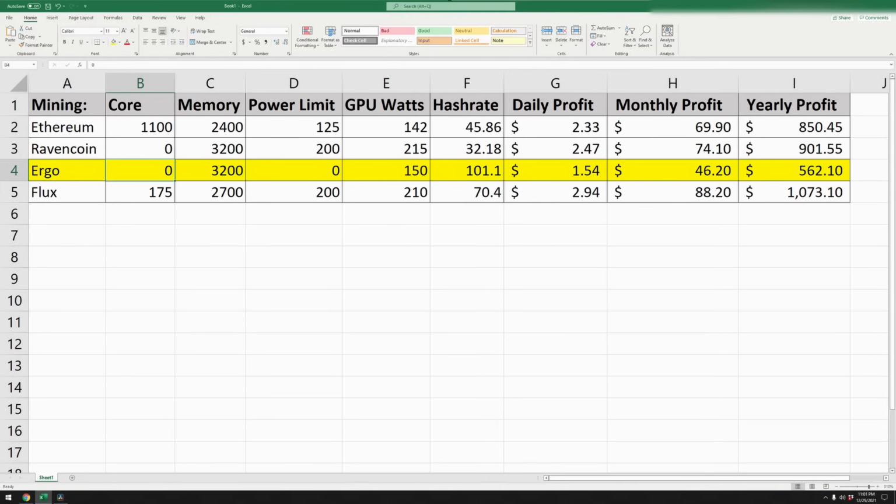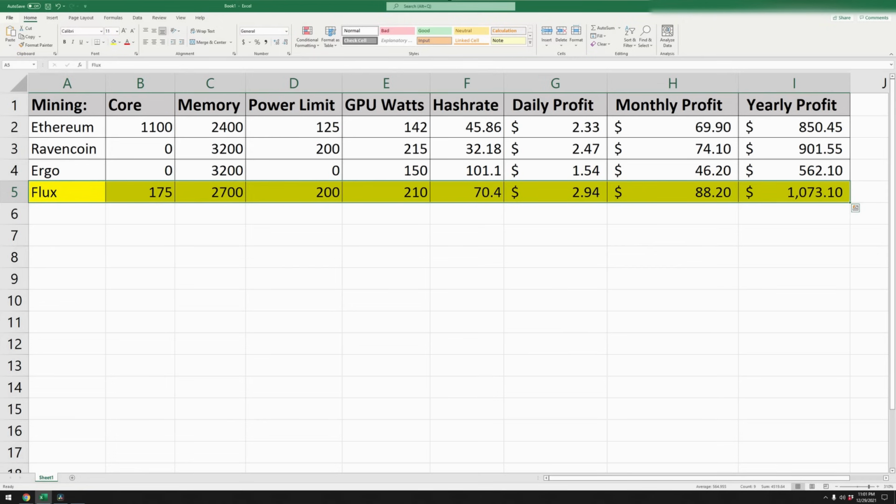Jumping on from there, Ergo. So Ergo was definitely a challenge. I didn't see the results I expected. I looked at a few different 3070s out there and what people were reporting. And this model here, I don't know. I tried a few different miners. I just could not get above 101.1 on the hash rate. I just had no luck with it. So that really dampened my daily profitability. I did see some people out there that were getting like 160, which is so much higher. I'm not sure how they achieved that. I tried a lot of different overclock settings and miners. As I said, we were only seeing about $1.54 per day on Ergo.